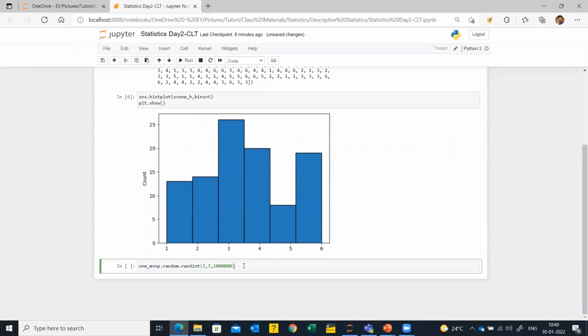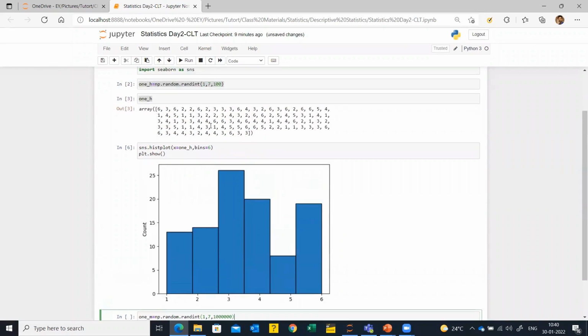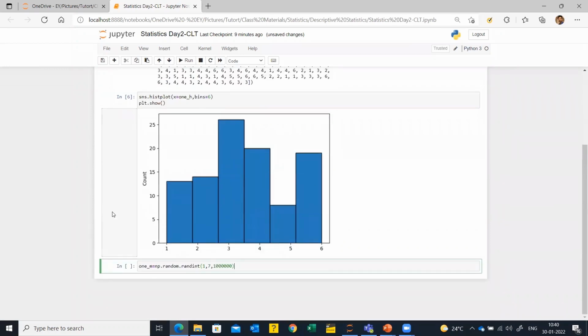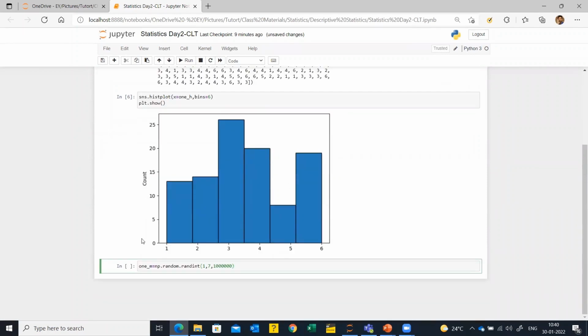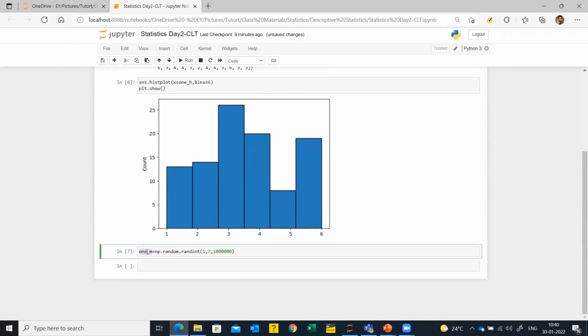I won't be showing these million records here because it will create unnecessary, absurd visualizations, which doesn't make any sense. So if you want, you can print your 1 million records, not a problem. For now, I don't require this. So I'll just quickly run this. And now I want to plot this again.